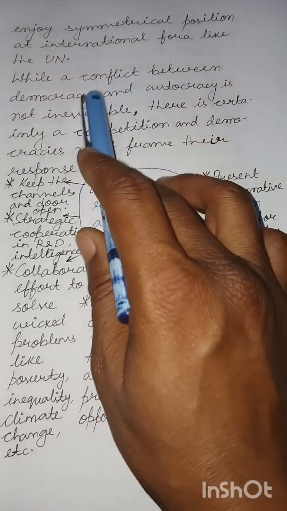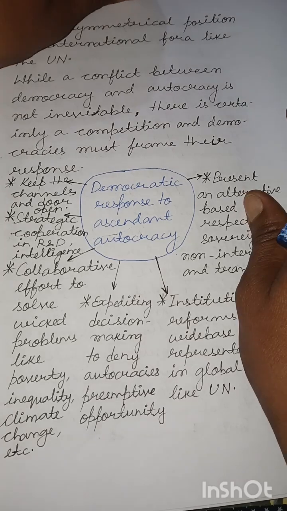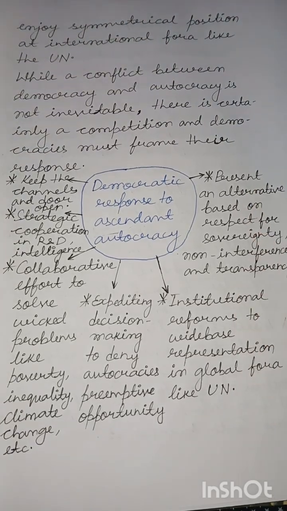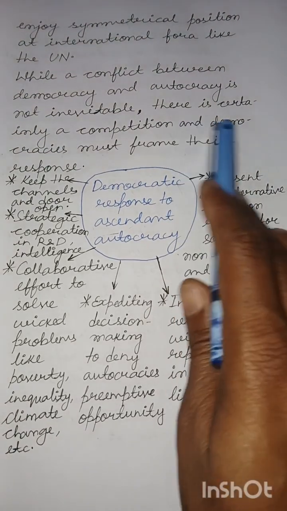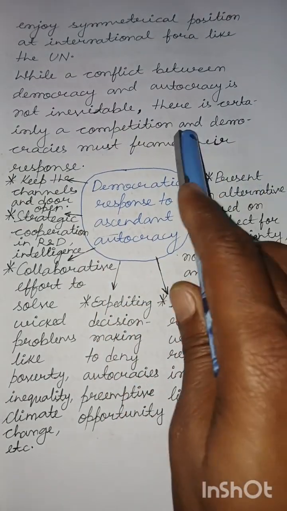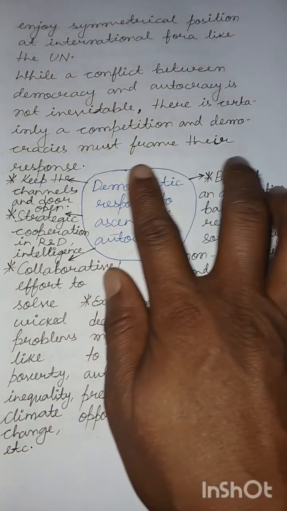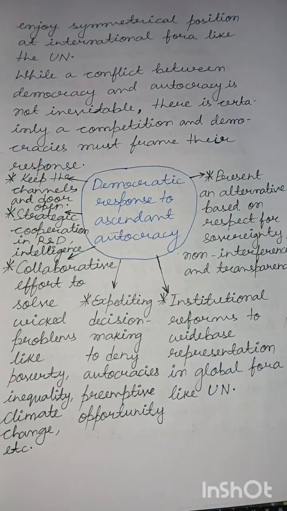While a conflict between democracy and autocracy is not inevitable, we can maneuver around this potential conflict and we can prevent it. There is certainly a competition. We should recognize and accept that there is a competition between the democracies and autocracies. Autocracies may not have won it, but they have shown the potential of turning this competition to their side. And democracies must frame their response. So what should be the response of the democratic nations, of the democratic alliance?